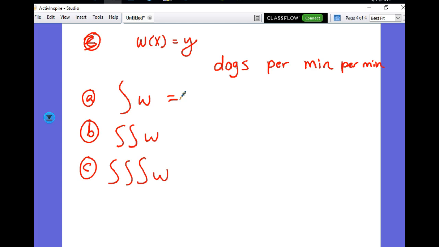Dogs per minute. Okay, so when we integrate, we lose a unit from the denominator. I've got two minutes here, two inputs down here, so I'm going to lose one of them and be left with dogs per minute. All right, next, David, what would the next one be? That's just dogs. You lose the minutes, and you're left with dogs. Next, Aaron. Cats.